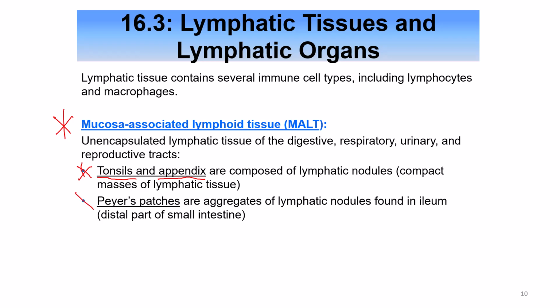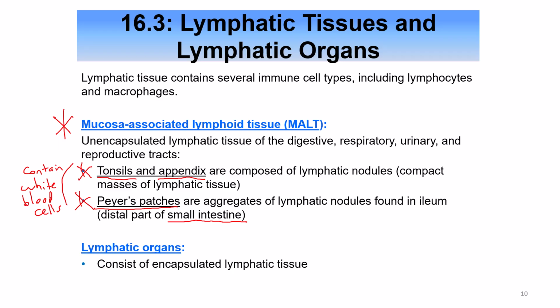Also Peyer's patches. Now know that these are in the small intestine instead. And with the tonsils, appendix, and Peyer's patches, these contain white blood cells, so that if there are any pathogens, the white blood cells can destroy these pathogens. Lymphatic organs instead, the lymph nodes, the thymus, and the spleen are considered to be the lymphatic organs.